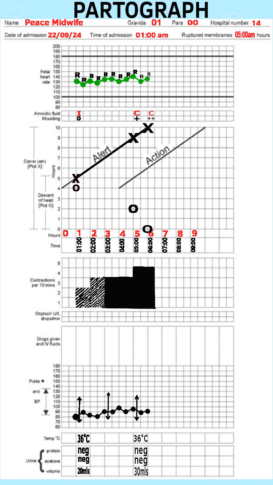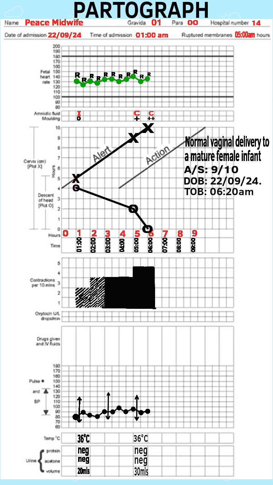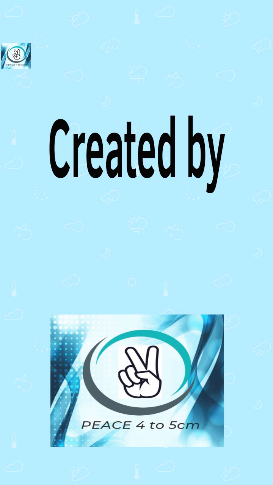After she has delivered, we close the partograph by writing the summary of the delivery, noting the APGAR score, date of birth, time of birth, birth weight, and the sex. In my next video, I'll talk about how to interpret the partograph.